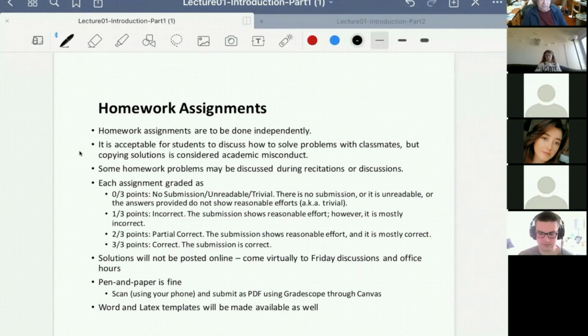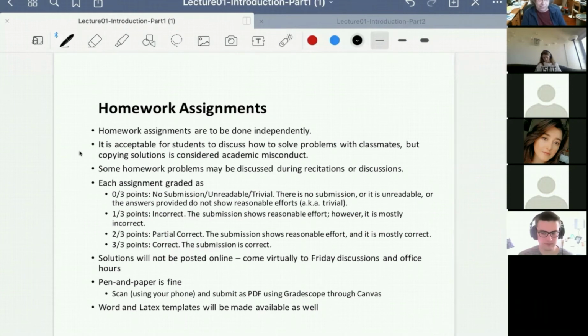1 point says you show reasonable effort, but it's mostly not right. That means you really need to study. 2 points out of 3 means it's partially correct, reasonable effort, mostly correct. And finally, 3 out of 3 is everything is right. Okay, solutions will not be posted online for homework. You come to Friday discussions and office hours if you want to work with the TAs to work out problems on the homework or to ask questions about it.